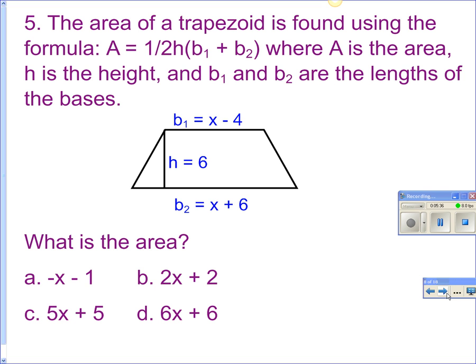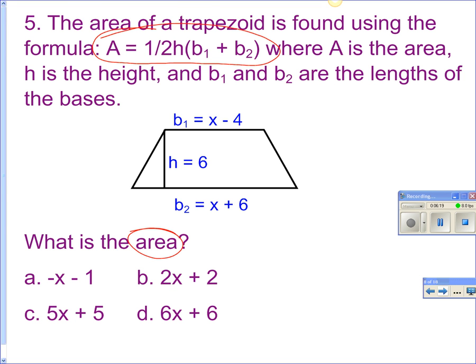Number 5, the area of a trapezoid is found using the formula A equals 1/2 h times b1 plus b2, where A is the area, h is the height, and b1 and b2 are the lengths of the bases. What is the area? Madison, what do you think I should circle? Area? Remember, if I circle it, you should circle it. Elijah, what else should I circle? How about the formula?